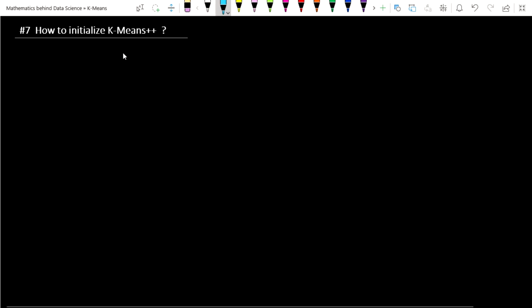In previous lectures, we have already learned Lloyd's algorithm. It is a very popular and famous approximation algorithm that we use for k-means clustering. But as always, it has some drawbacks. Let's try to understand what kind of drawbacks it has, and how we can remove them.